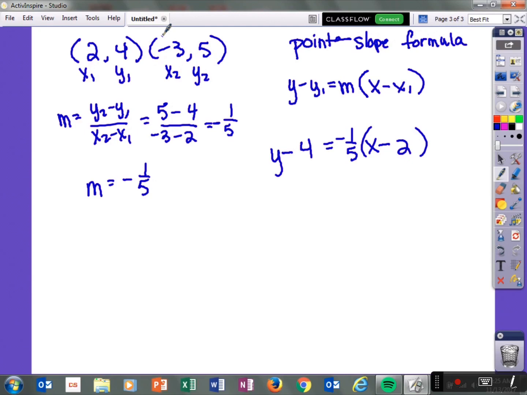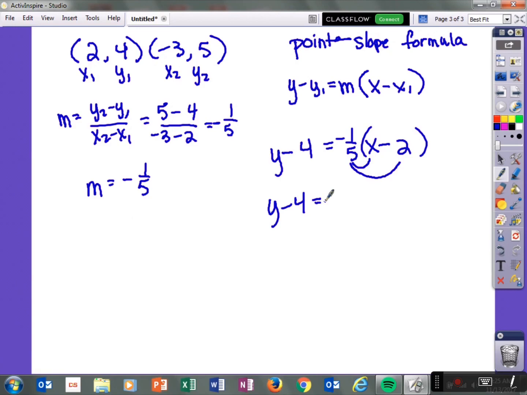Dividing. Not dividing, but adding. Multiply, shark fin it. Okay? Are we doing anything to this side yet? No, we leave it y minus 4. We're just shark finning this side to get rid of the parentheses.